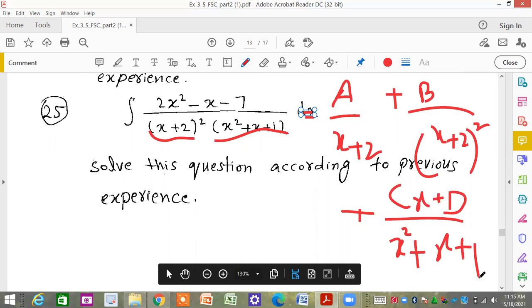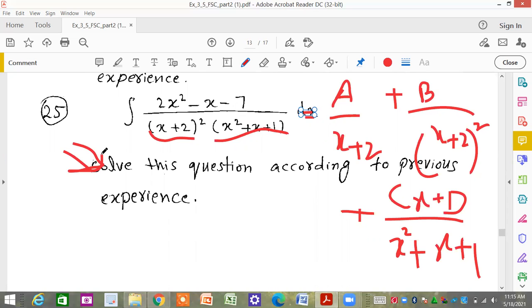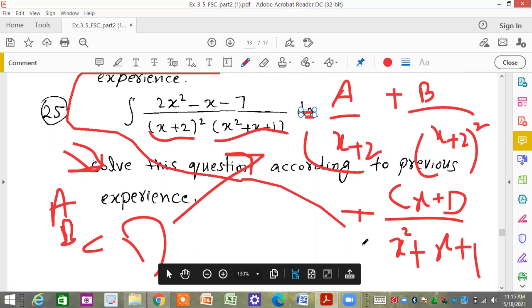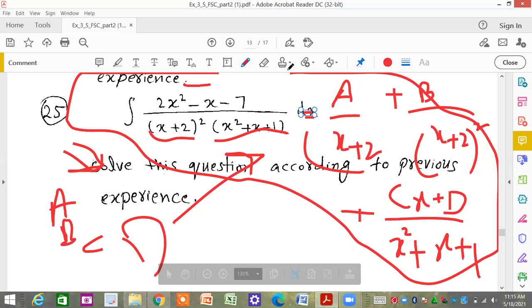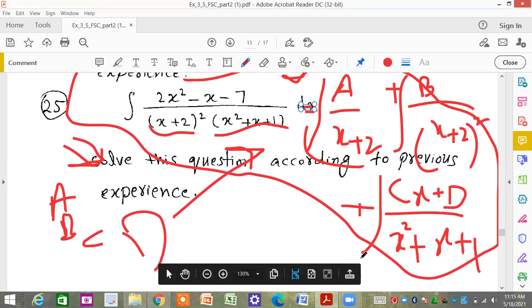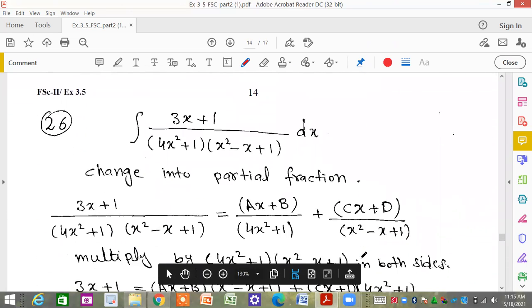After more and more simplification, you are able to find it, because we had read in our first year class how to solve these partial fractions. So we are going to find a, b, c and d, and after solving this, we will put these values in the whole equation, and we will be able to reduce this partial fraction into simplest form. After this, we will integrate these types of partial fractions separately, so we will be able to find the final answer.